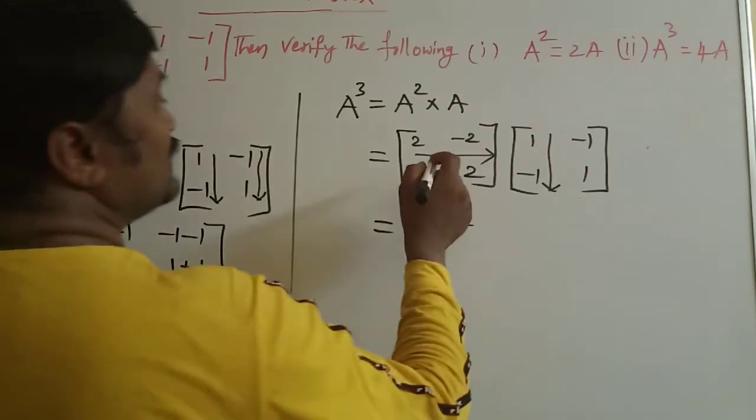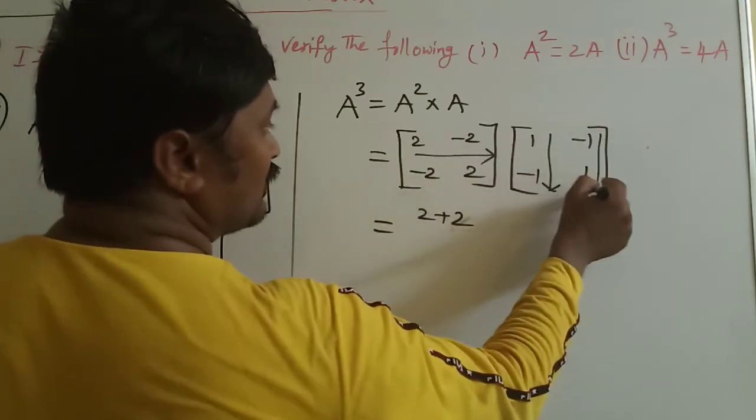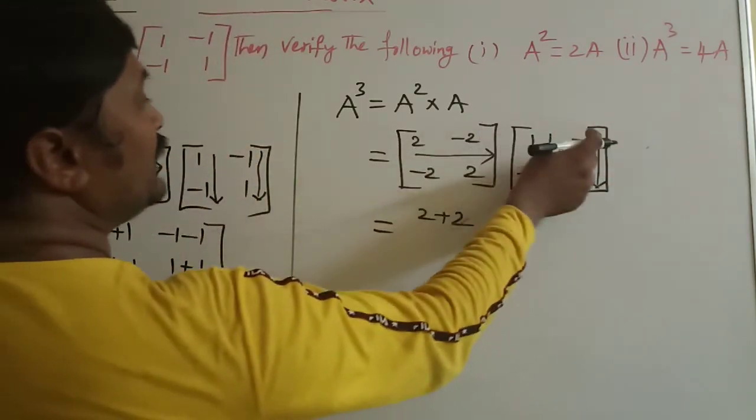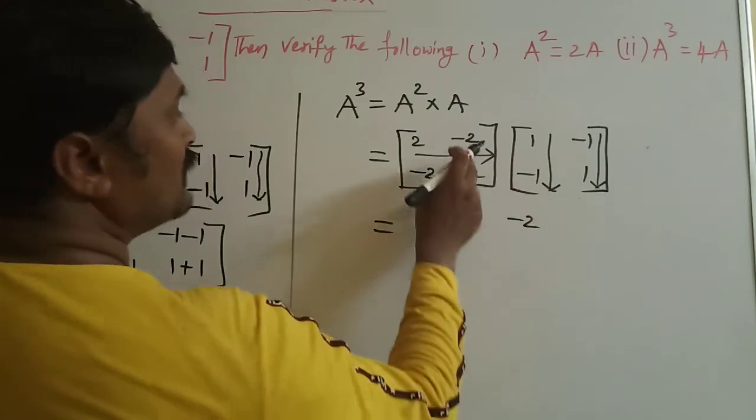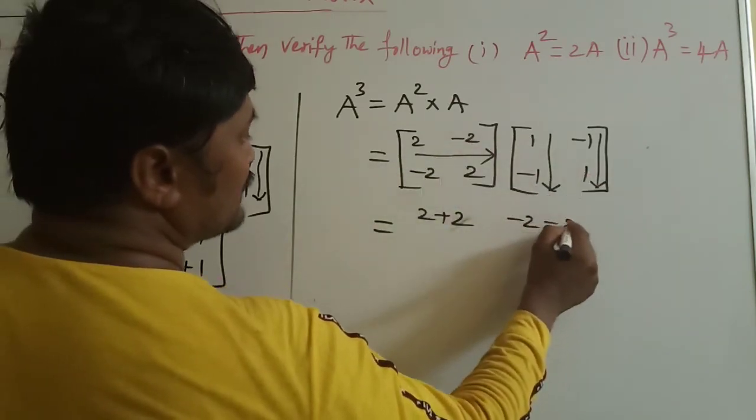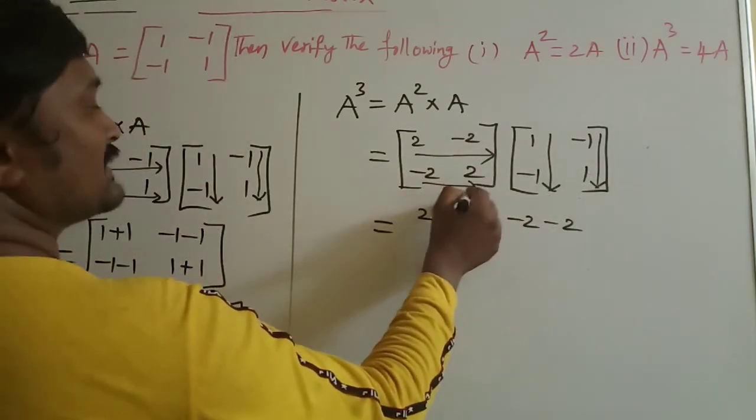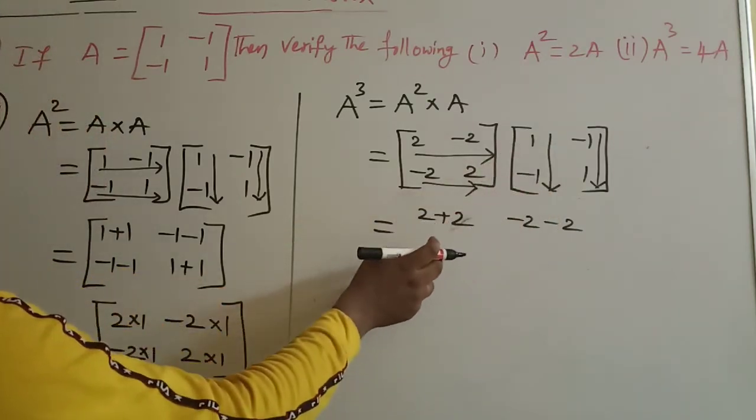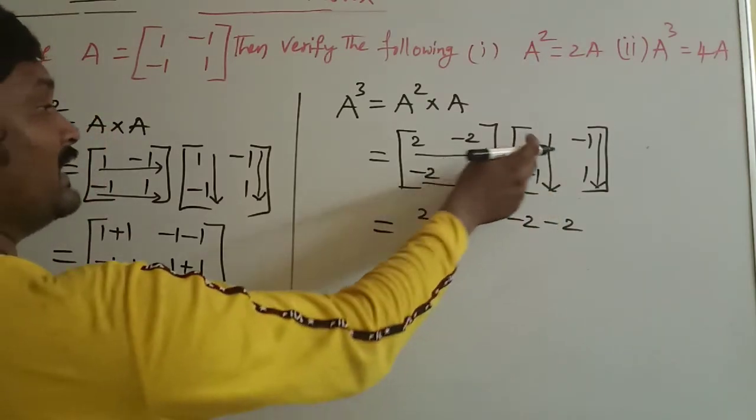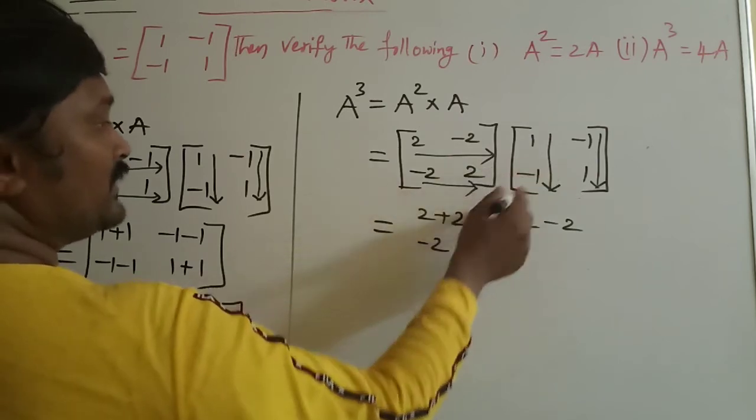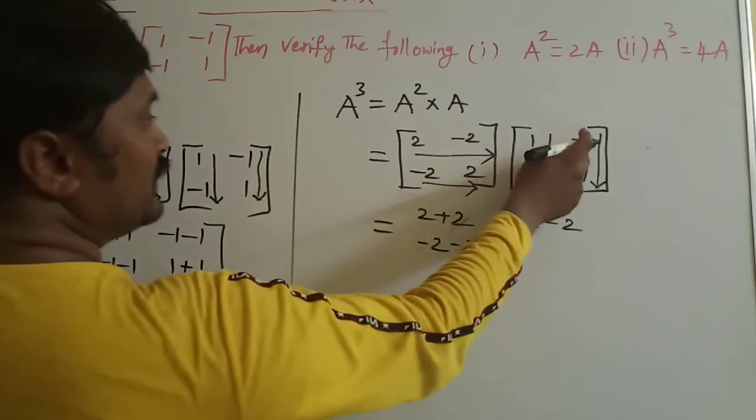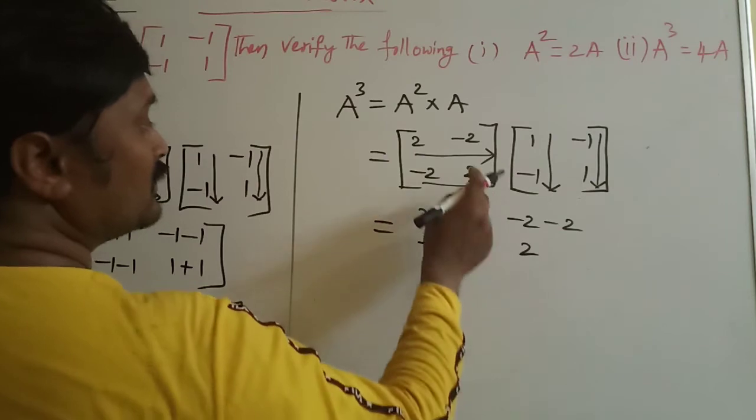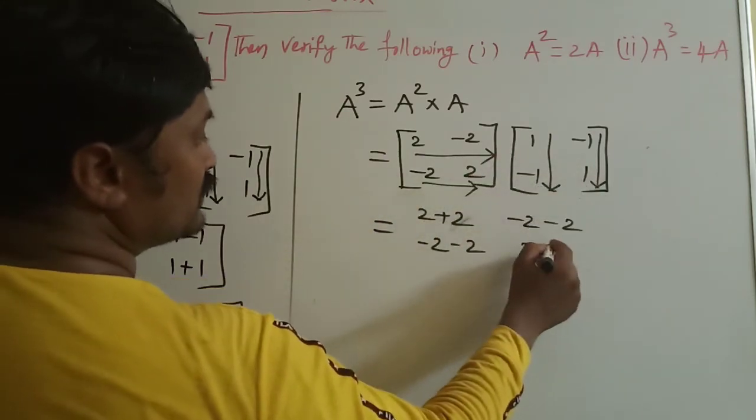Next one, same method. First row and second column, you get the second element. So 2 into minus 1 is minus 2, minus 2 into 1 is minus 2. Same method, next one. Second row, first column: minus 2 ones are minus 2, 2 into minus 1 is minus 2, minus 2 into minus 1 is nothing but plus 2, and 2 into 1 is 2.